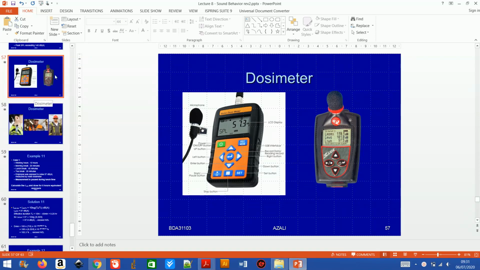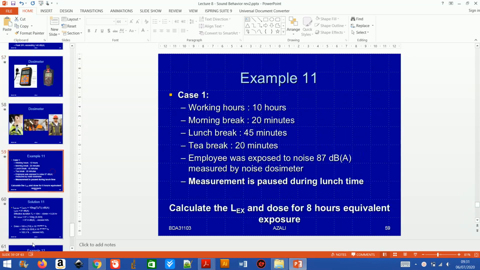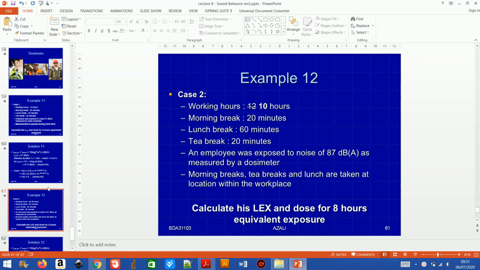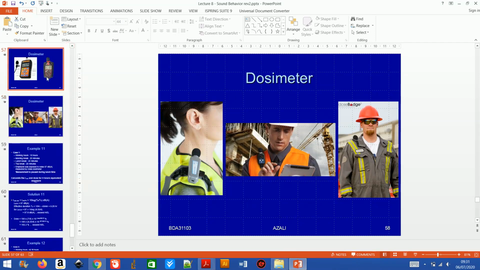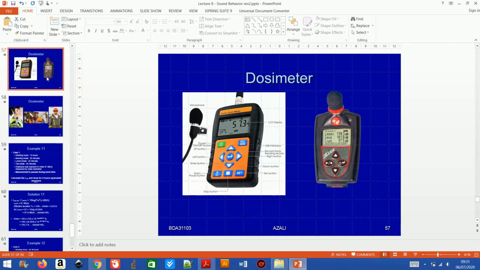If you can still remember, example 11 and example 12 are all about calculating noise exposure. I mentioned in the class that in order to conduct the noise measurement, generally we use a device called a dosimeter, where the dosimeter will record and measure the noise exposed to the user. And these are the types of dosimeter.